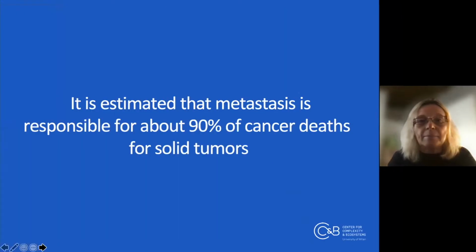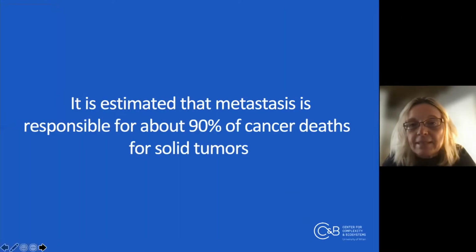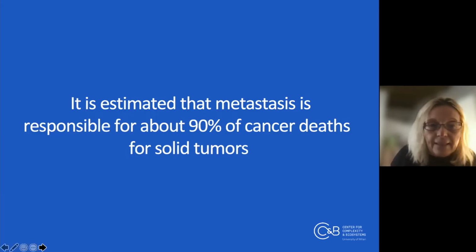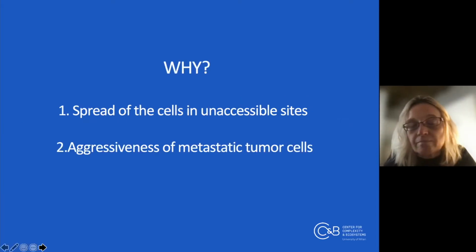We know very well that people are now dying from metastasis, not from primary tumors. There is an estimate that about 90% of cancer deaths in solid tumors are due to metastasis. Why is this happening? Two main answers. One is the spread of the cells to inaccessible sites.